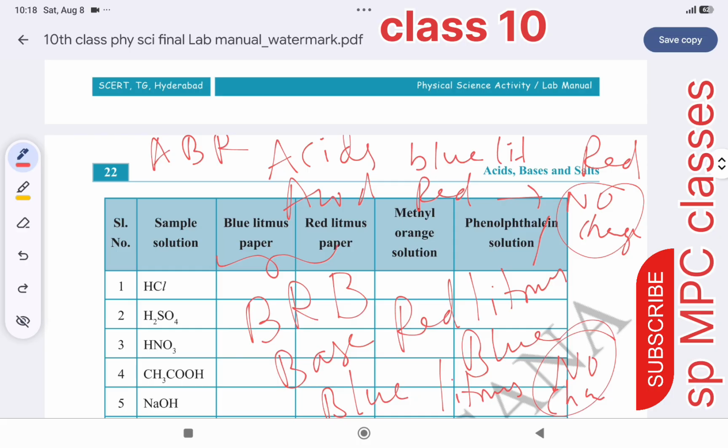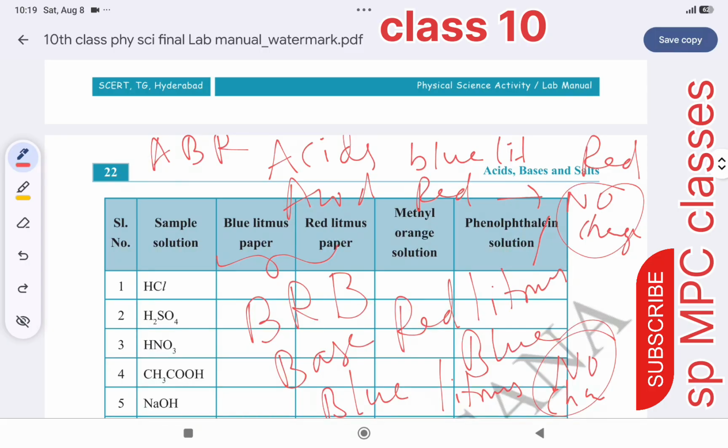So here, natural indicators are there and synthetic indicators are there. Natural indicators means which we are getting naturally, like turmeric powder, beetroot juice, China rose, red cabbage, hibiscus flowers, mango leaves, oleander flowers. These are all natural indicators. So litmus paper is also a natural indicator only. You remember that.